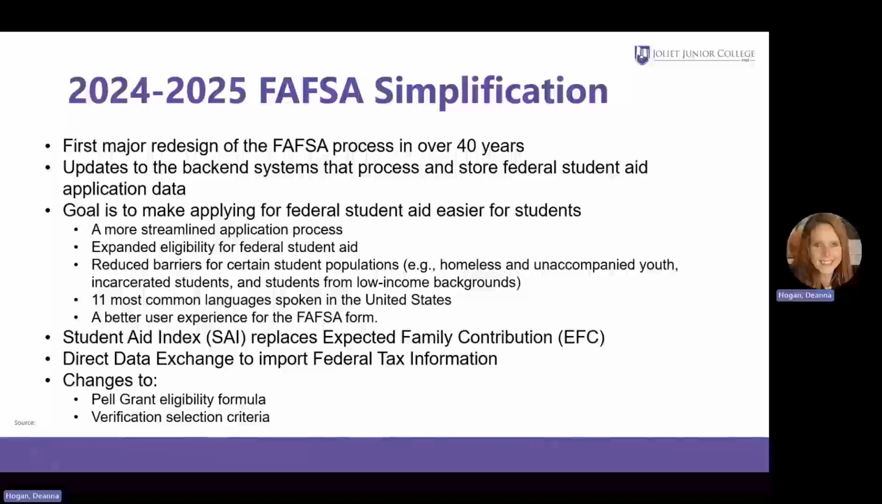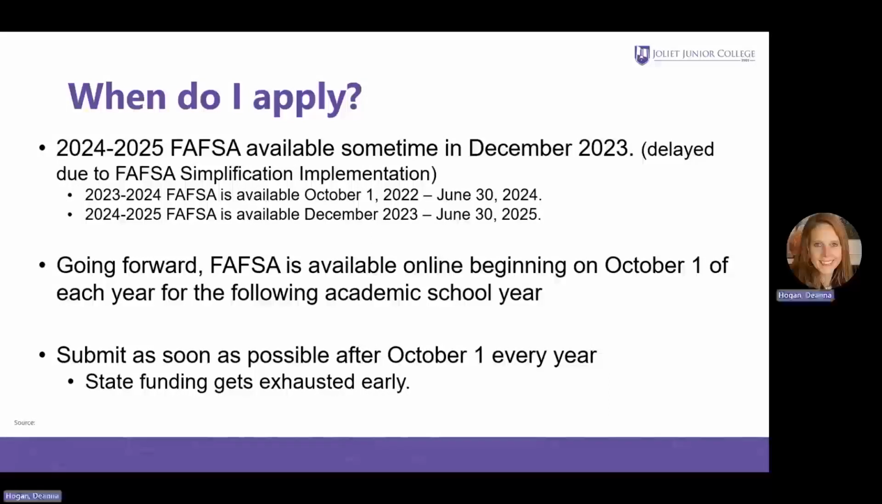We hope you enjoy the new user experience on the FAFSA. Due to the FAFSA simplification implementation, the 2024-2025 FAFSA is delayed and will be available sometime in December 2023. As of the date of this recording, there is no set date yet in December. This delay is only expected to impact the 2024-2025 FAFSA. So going forward, the student will want to apply beginning every October 1st each year for the following academic school year. FAFSA is a yearly process.